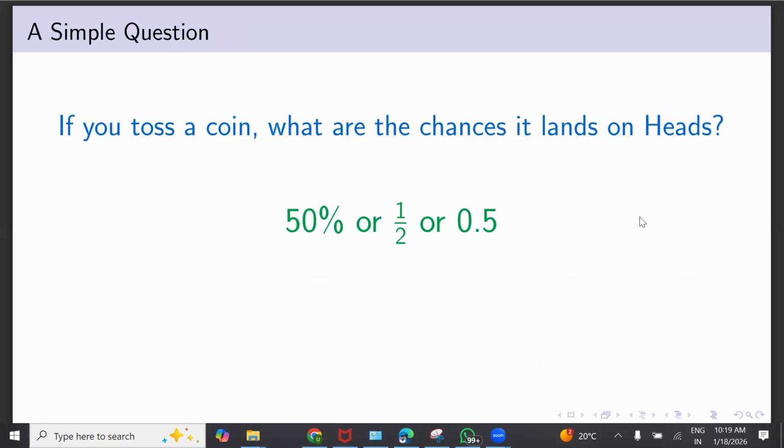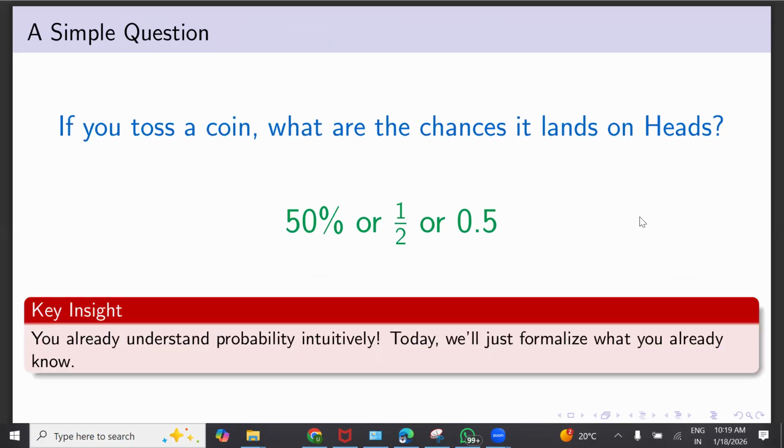Simply 50%. We know that either we will get head or tail. So it is 50% or half or 0.5. So if you know that there is a 50% chance that we are going to get the head, it means you already understand probability intuitively. But we need to formalize what you already know.